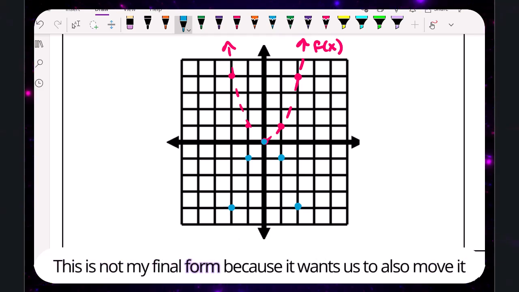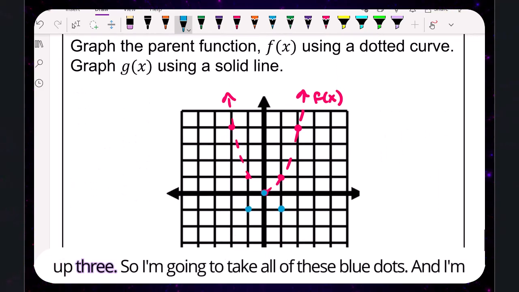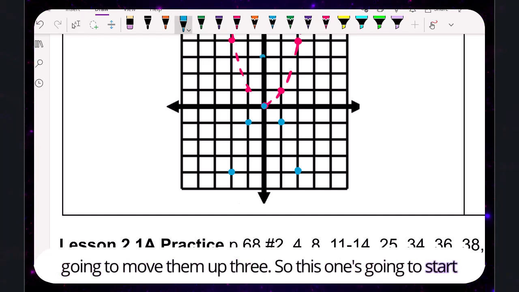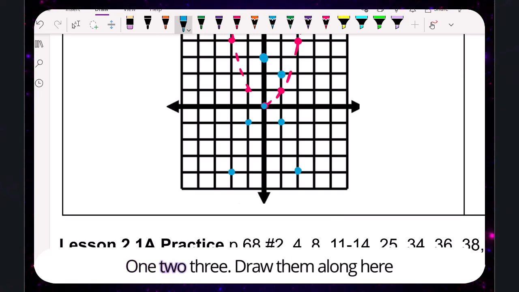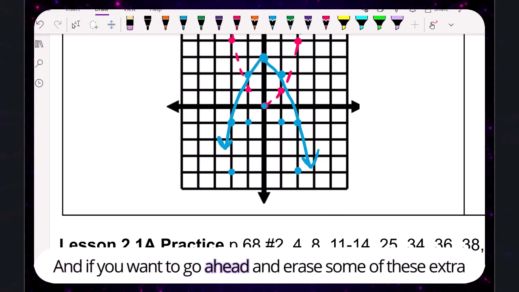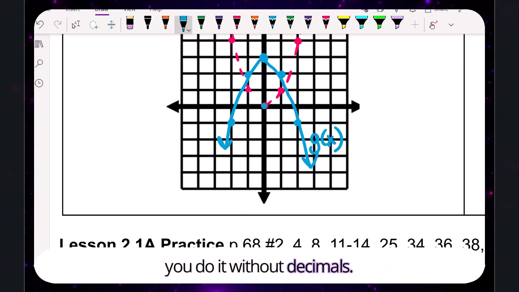This is not my final form because it wants us to also move it up 3. So I'm going to take all of these blue dots and I'm going to move them up 3. So this one's going to start here. This one, 1, 2, 3 here. 1, 2, 3. I'm going to draw my line here. And 1, 2, 3, here. And if you want to go ahead and erase some of these extra little temporary dots, you can. That is your g of x. That is how you do it without Desmos.